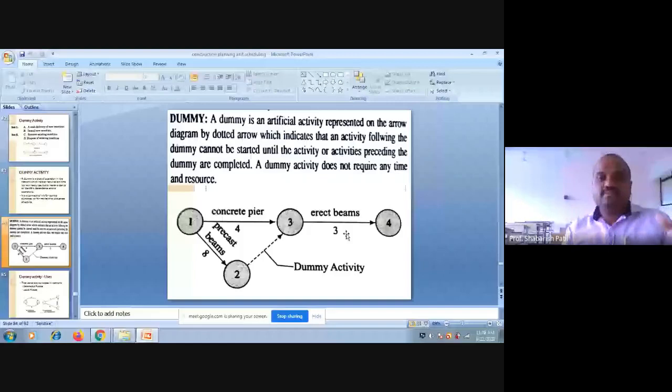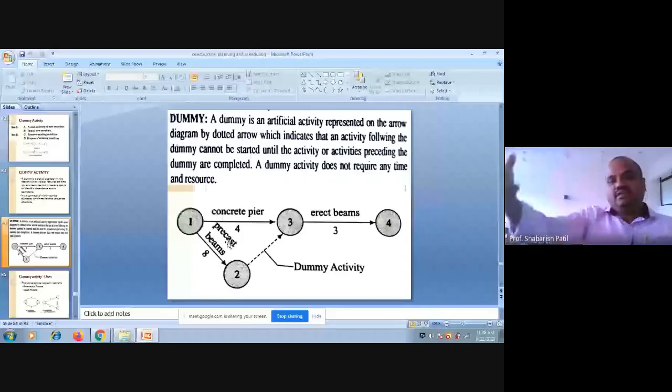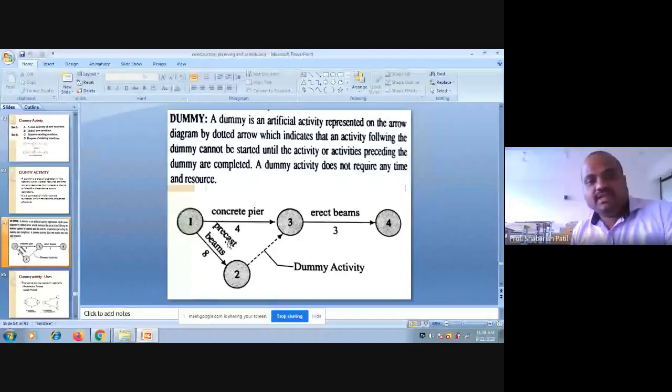In the sense, my beams are being cast somewhere that is precast, and then they are being kept in place using a crane. Okay, so now my relation, if I try to show it in the network diagram, it is something like this. Construction of a concrete pier and construction of a precast beam.